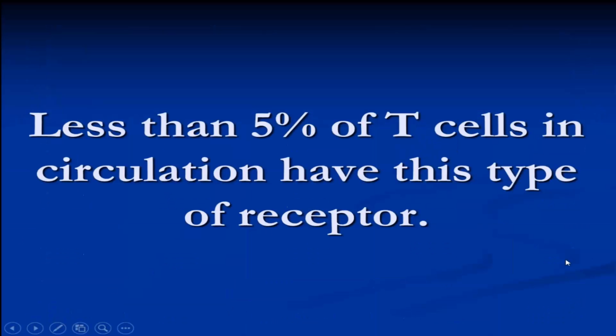Less than 5% of the T cells in circulation have this type of receptor. We just talked about the T cell receptors, right? Which I shouldn't have, I guess, in anticipation of this question. Not alpha beta, so it's gamma delta. Yay.